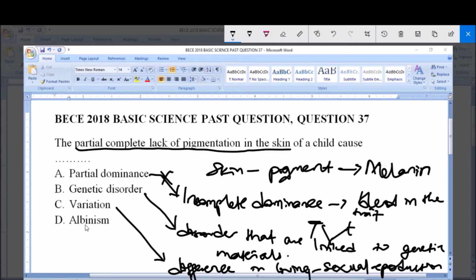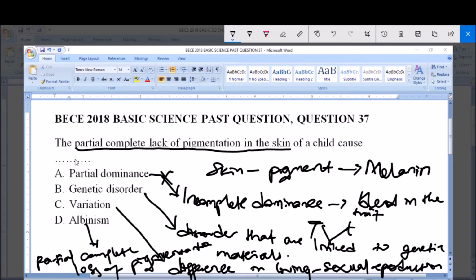Now D here says albinism. Albinism simply refers to the partial or complete loss or lack of pigmentation of the skin. That's what albinism refers to.